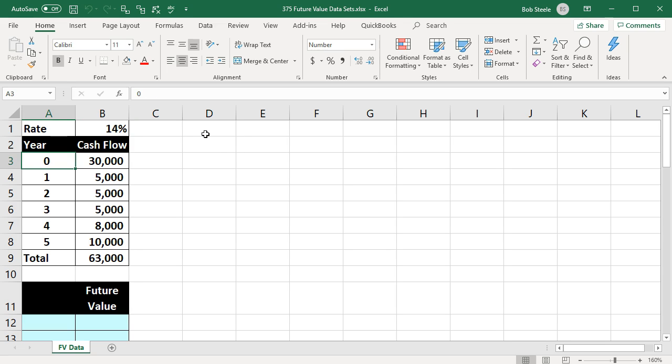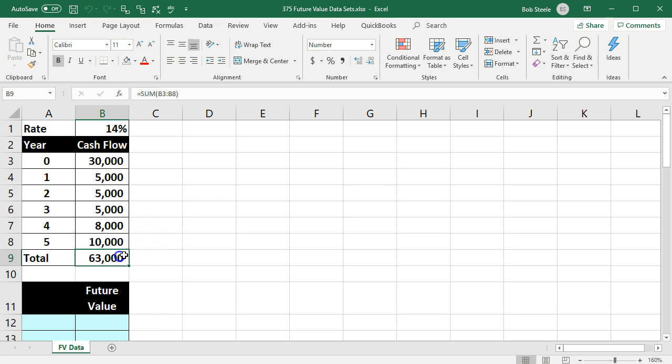So if we had a cash flow such as this, we're going to say that in year zero, we'll imagine this is an investment. We have $30,000. That's how much we have so far. We're going to think we're going to invest $5,000 at the end of year one, at the end of year two, at the end of year three, then go up to $8,000 at the end of year four, and $10,000 at the end of year five. So if that's the case, then how much money will we have at the end of that time period?